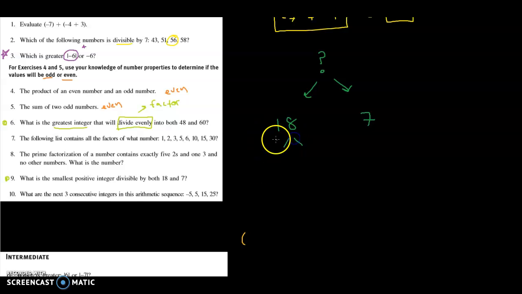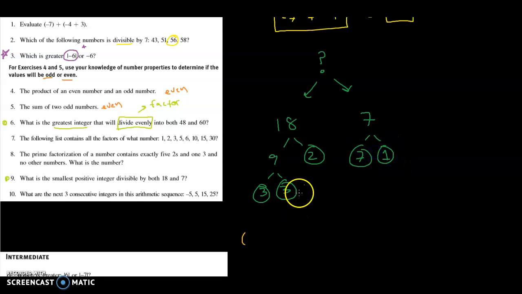So for 18, it can be divided by 9 and 2, and then 9 can be broken down to 3 and 3. So the prime factors for 18 would be 3, 3, and 2. And then for 7, well, it's prime already, so it's just 7 and 1, right? So a number that would be divisible by both 18 and 7 would have to have all of these factors right here. Let me just go down the line: you have to have a 3, a 3, a 2, a 7, and a 1.